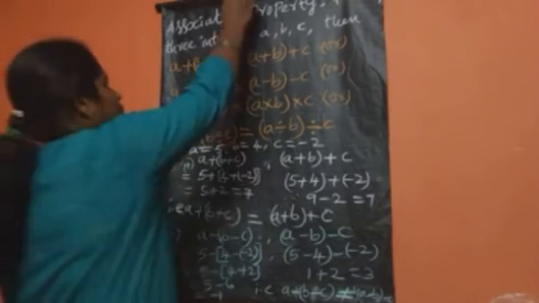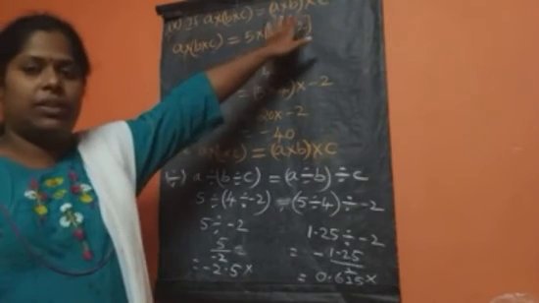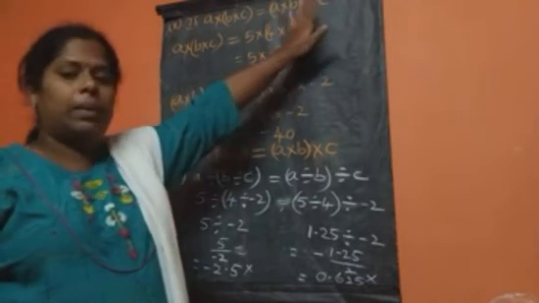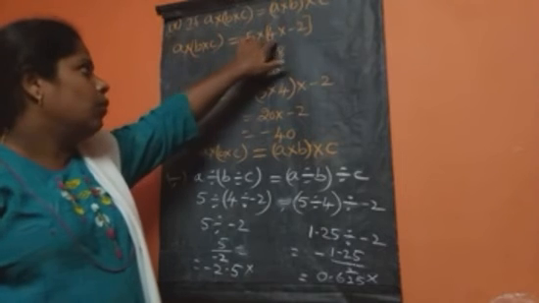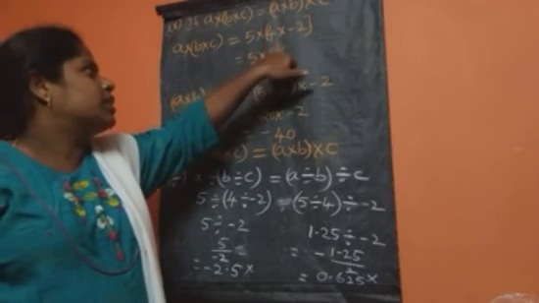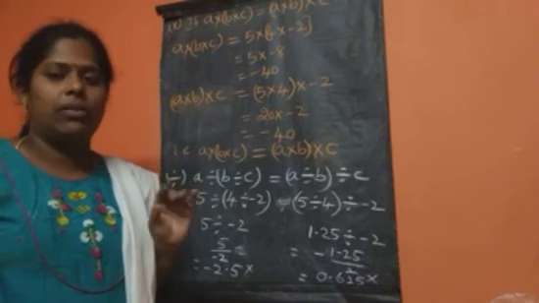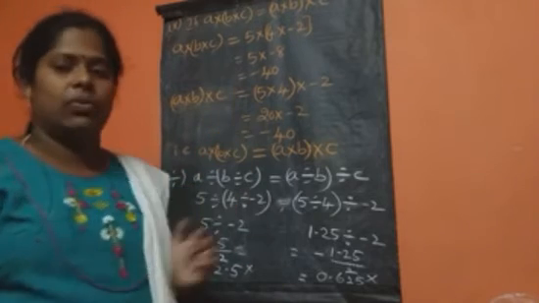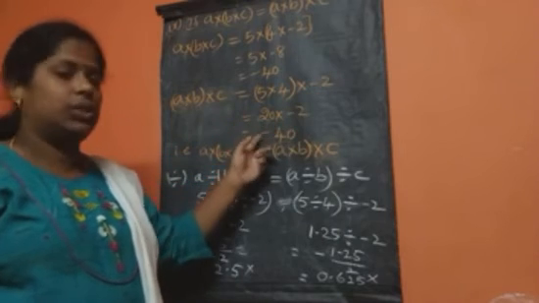So now we have to check under multiplication. Here the multiplication equation is there, that is the associative property rule: (a into b) into c is equal to a into (b into c). First of all we have to check the LHS. (a into b) into c is equal to (5 into 4) into minus 2. 5 fours are 20, into minus 2 is equal to minus 40. In a product, if one sign is negative we get a negative answer, so we get minus 40.